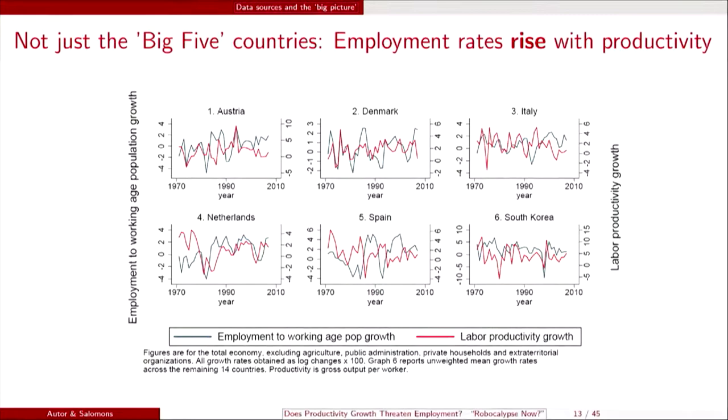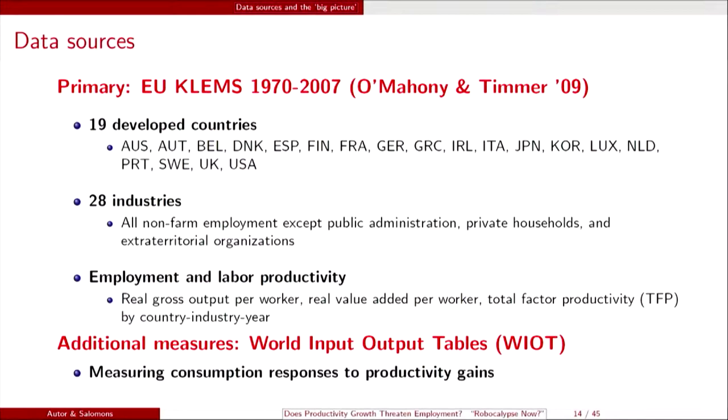But that doesn't fit with many people's intuitions when they see their own jobs potentially replaced by automation. So we're going to zoom in at the industry by country by year level. We're using data from the EU CLEMS for 1970-2007. I will say in the course of a long haul flight, my co-author Anna Salomons also updated our analysis through 2014. So at the end of the talk, I'll tell you what we find. So 19 countries, 28 industries. We also use additional measures from the world input output tables to look at consumption responses.